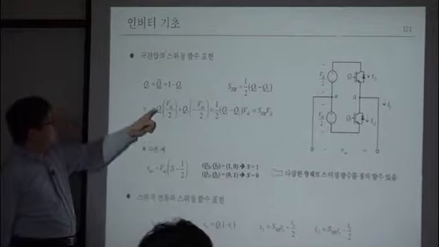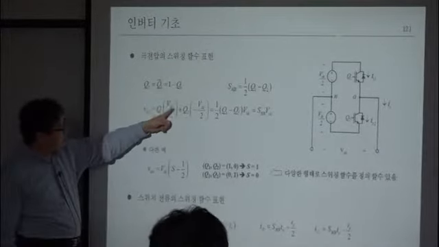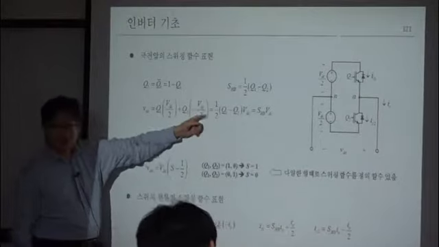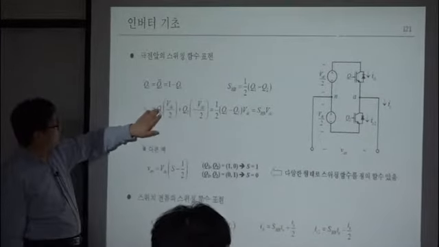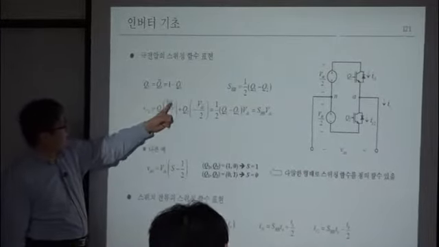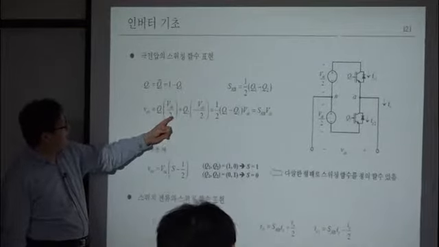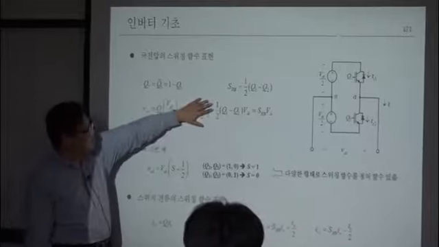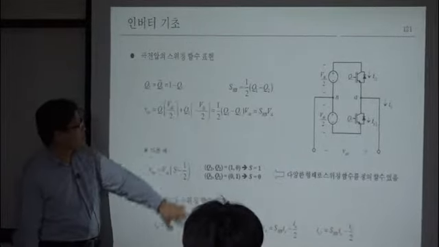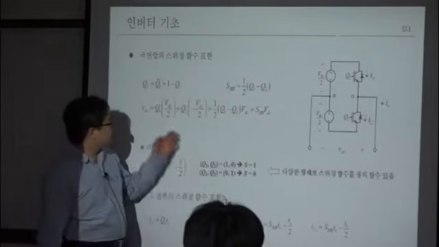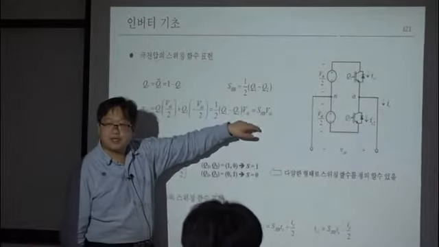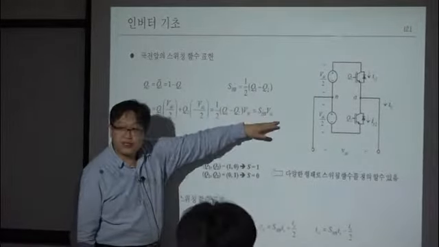Here, Q1 multiplied by VDC over 2 plus Q2 multiplied by minus VDC over 2. Then when your Q1 is 1, you have VDC over 2. And in that case, your Q2 is 0, then you don't see this voltage. Then this can, in fact, be written like this, as HB times VDC.